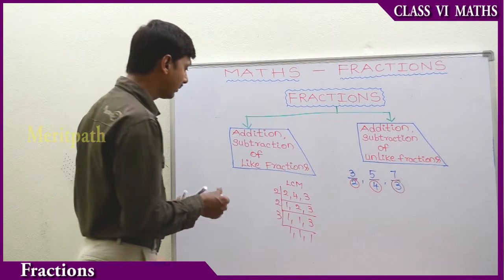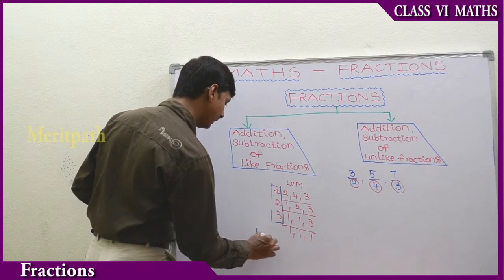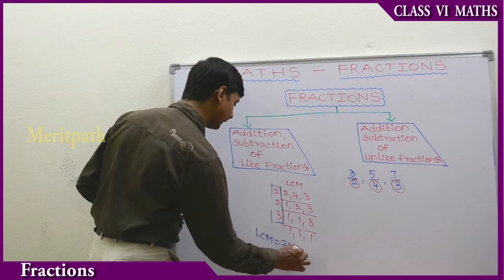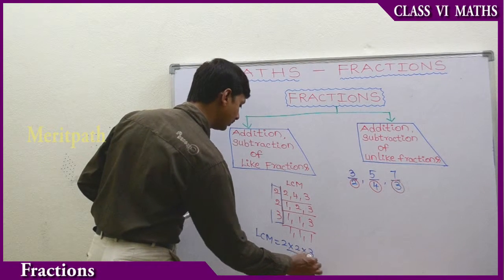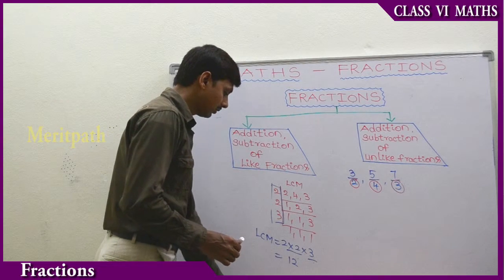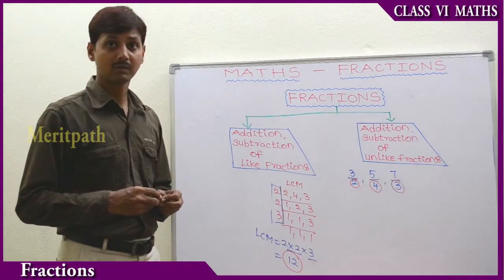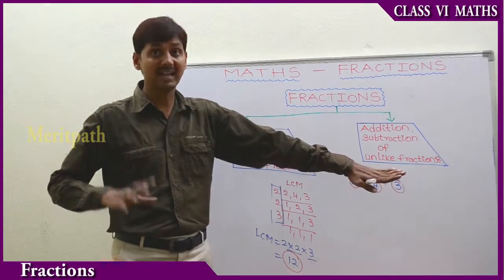We'll take these common numbers here: 2, 3, 3. So the LCM is 2 into 2 into 3, so 4 into 3, that is 12. So 12 is the LCM here. We need to make all the denominators 12.